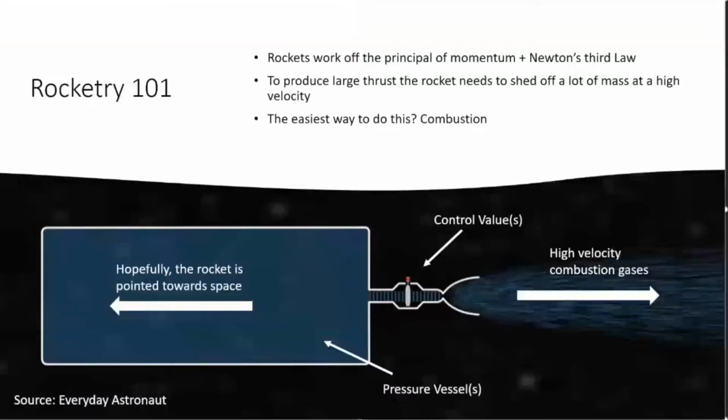Alright, so basics of Rocketry 101. Rockets work off the principle of momentum and Newton's third law. In order to produce a large amount of thrust, the rocket needs to shed a lot of mass at a high velocity. If you remember from my last presentation, the easiest way to do this is with combustion. Looking at the diagram below, you see the high velocity combustion gases go one way, and hopefully point the rocket in the right direction, because the rocket would go the other way.